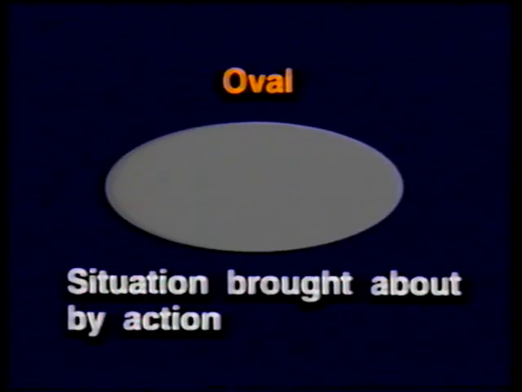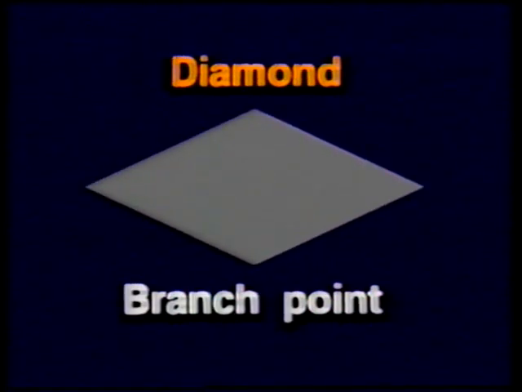An action to be taken is indicated by a rectangular box. Situations brought about by the action are shown by an oval. A diamond is used to indicate a branch point, any point where a decision has to be made, and there must be two routes leading from it, yes and no. A bold oval is used for the start, and a double oval for the goal.